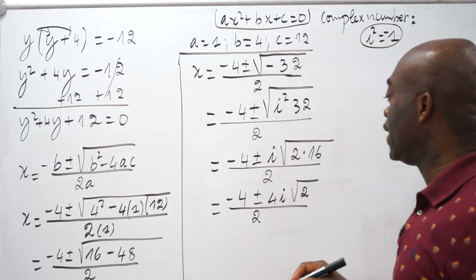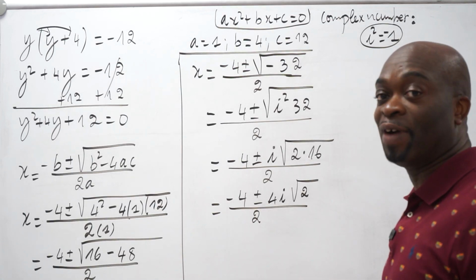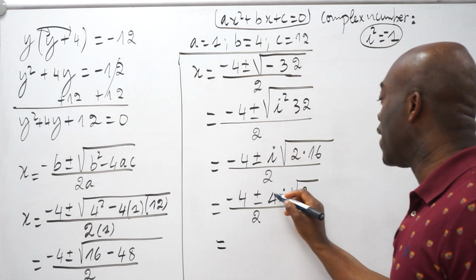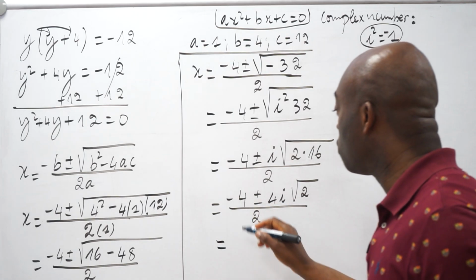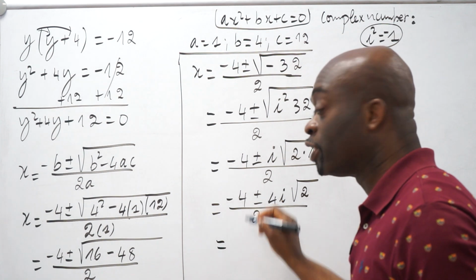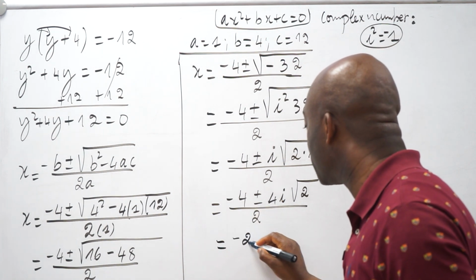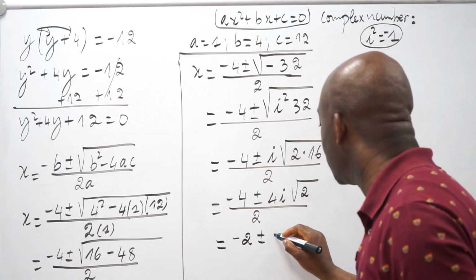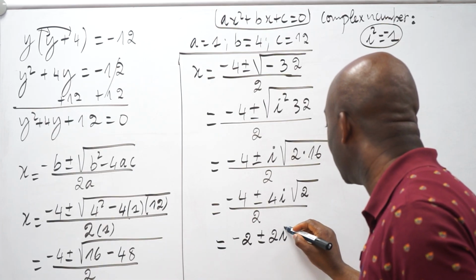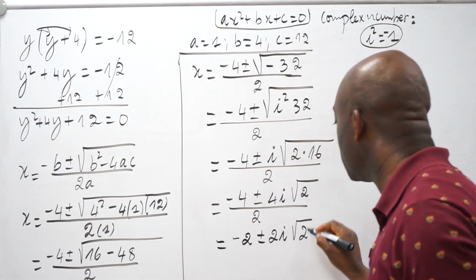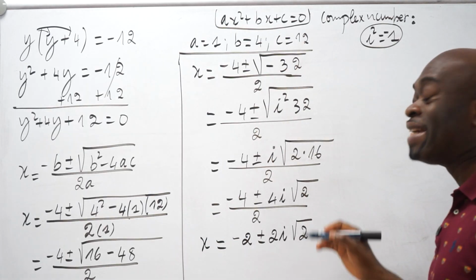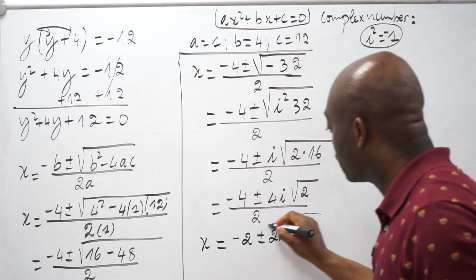Is there anything that we can simplify here? Yes, the 2 can simplify these two numbers. 2 goes into 4 twice, so it's going to be negative 2 plus or minus 2i square root of 2. All right, so that is x. Basically at this point we are finished.